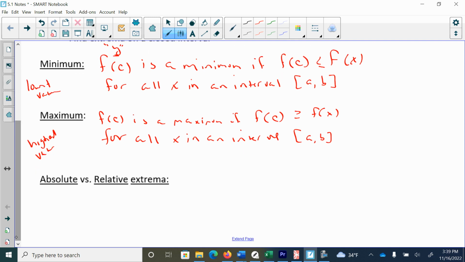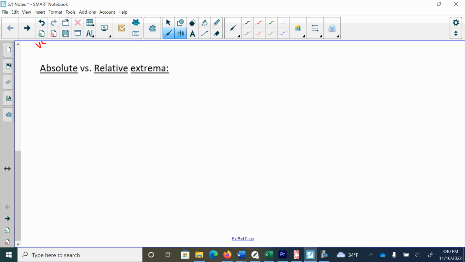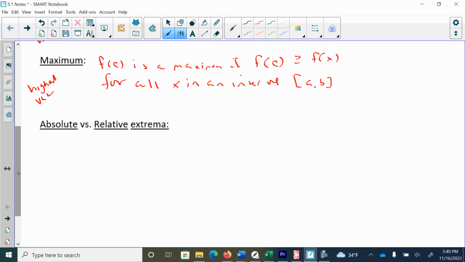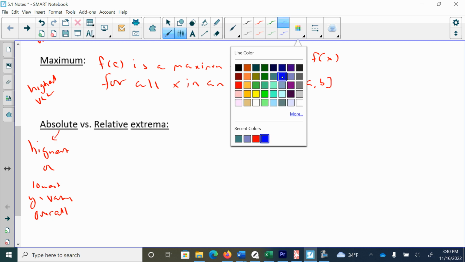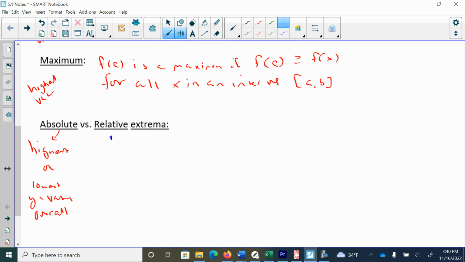We have two types of extrema that we're talking about, one is called an absolute and one is called a relative. The absolute means it's the highest if it's the maximum, or the lowest if it's the minimum, y value overall. In other words, for the entire graph, it is the highest value or the lowest value. That would be an absolute. The relative means that I'm compared to the y values around it.